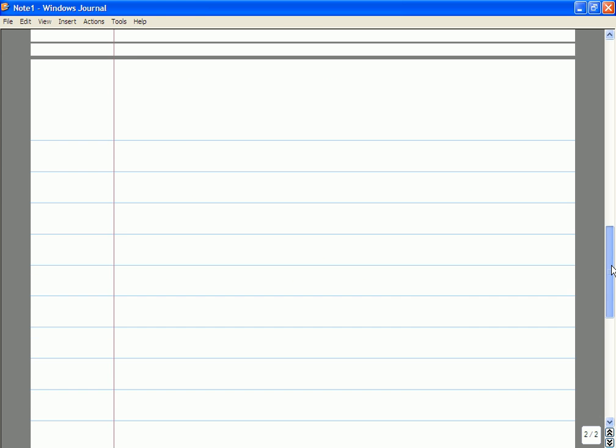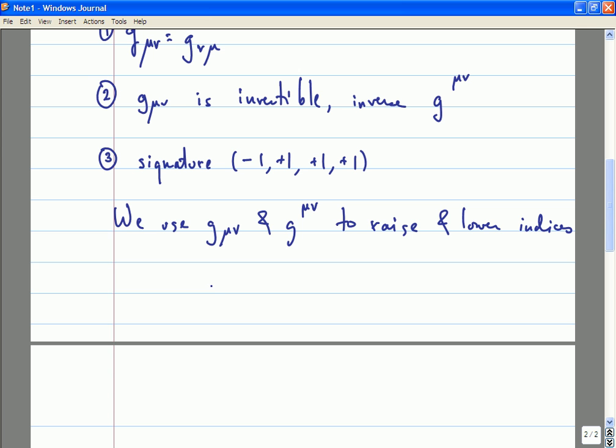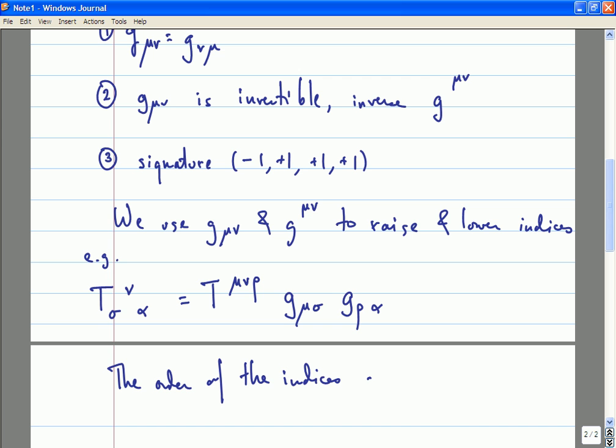So, for example, if you have a tensor with three upper indices, T mu nu rho, then you could lower that first index, for example, by multiplying by g mu sigma. And you could lower the third index, for example, by multiplying by g rho alpha. And then that would be a tensor with two lower indices, sigma and alpha, and one upper index, nu. And I want to emphasize here that even though we're raising and lowering indices with the metric, the order and the placement of the indices still matter. So I was careful, for example, in this expression to write the sigma index before the nu index and the nu index before the alpha index.